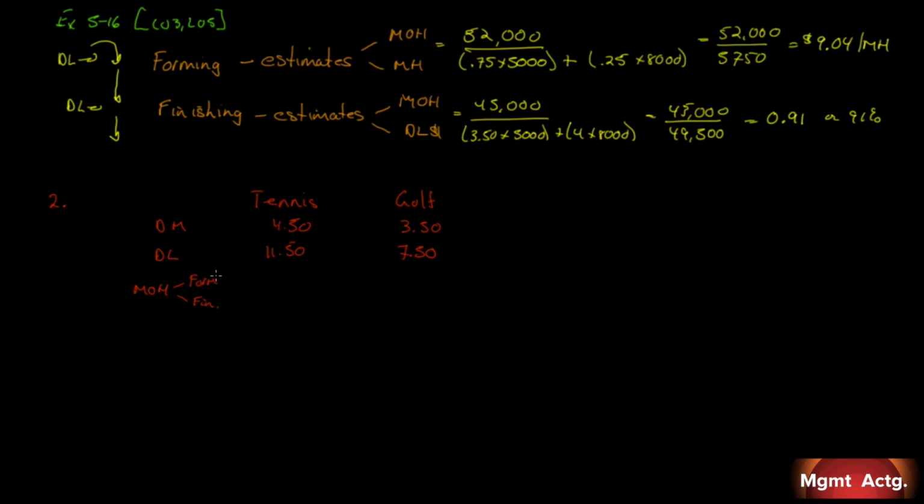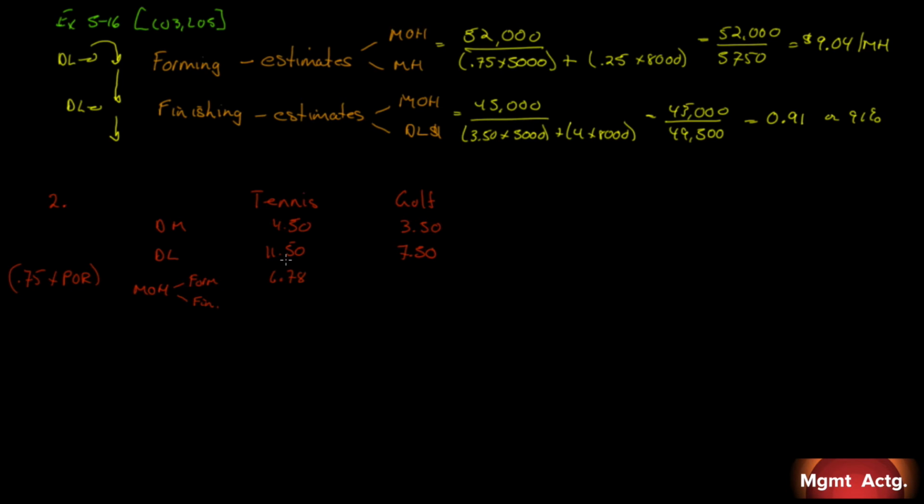Manufacturing overhead for tennis: it went through the forming department. The forming department is $9.04 per machine hour, and we're told that each product takes 0.75 machine hours. So we take the 0.75 machine hours and multiply it by $9.04, and we get $6.78. I took the 0.75 machine hours that the tennis racket was going to experience and multiplied it by the predetermined overhead rate. There we go, $6.78.